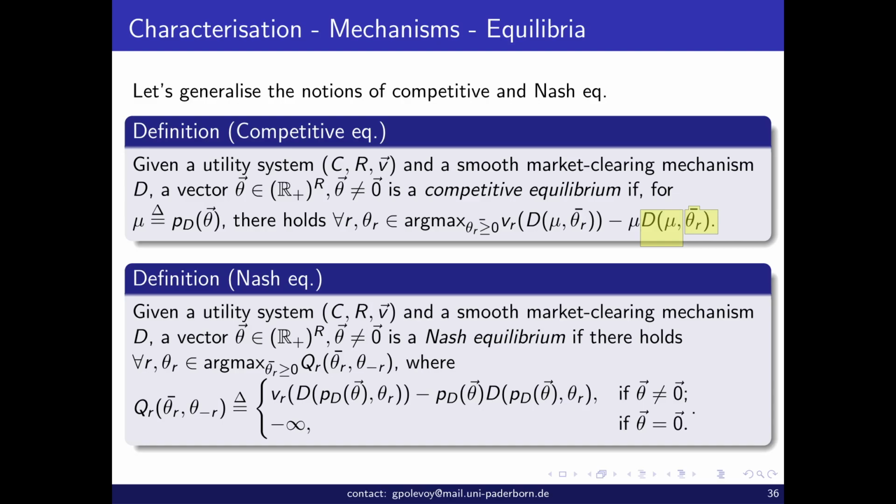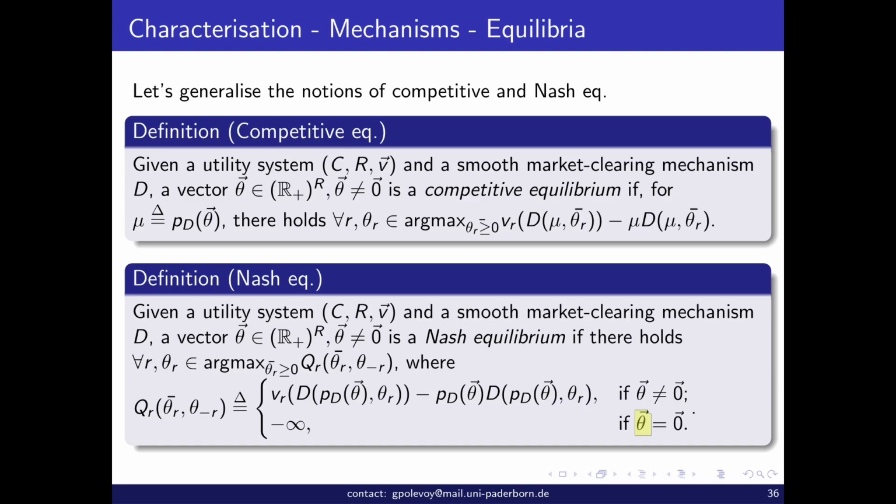Now, given a utility system and a smooth market clearing mechanism, a vector of bids which is not a zero vector is in a Nash equilibrium if it is the best response. So what we want is that for any player and for any bid of that player, the utility of the player is the maximum possible given the other bids, where the utility is defined to be the value of what I get minus what I pay, when the price is also dependent on what I do. So I compare in both cases, and otherwise, if the vector is 0, it is minus infinity. Having theta 0 is infinitely worse for everyone.